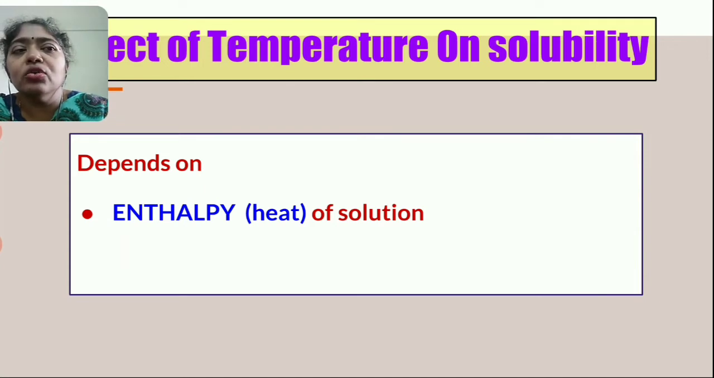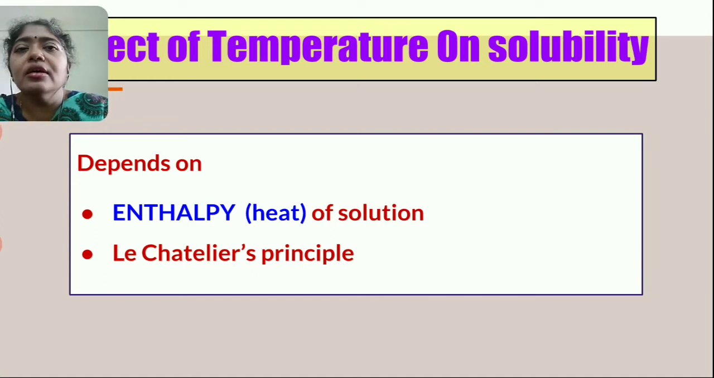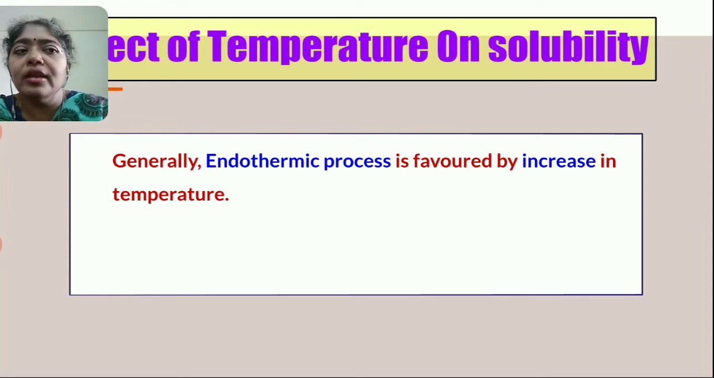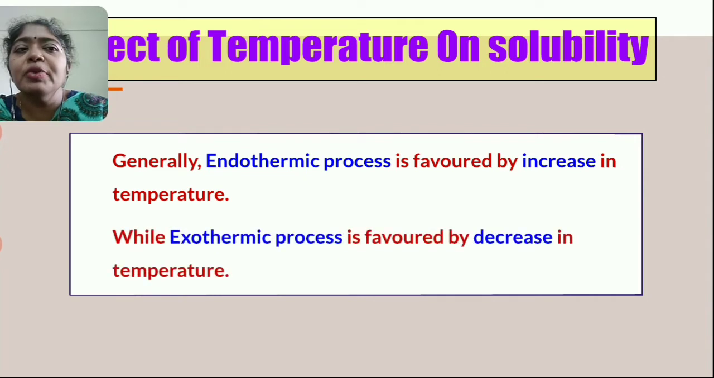It also is controlled by Le Chatelier's principle. Now you are already aware of what Le Chatelier's principle is. This principle states that whenever a stress is applied to any process, the process will adjust itself in such a manner that the stress is minimized or reduced. So based on these two factors, we come to the conclusion that an endothermic process should be favored by an increase in temperature, while an exothermic process should be favored by a decrease in temperature.